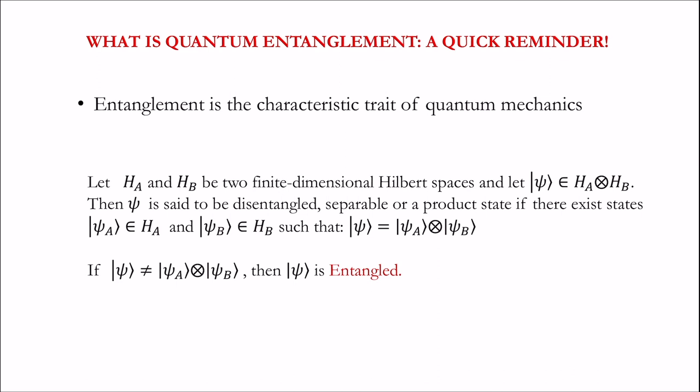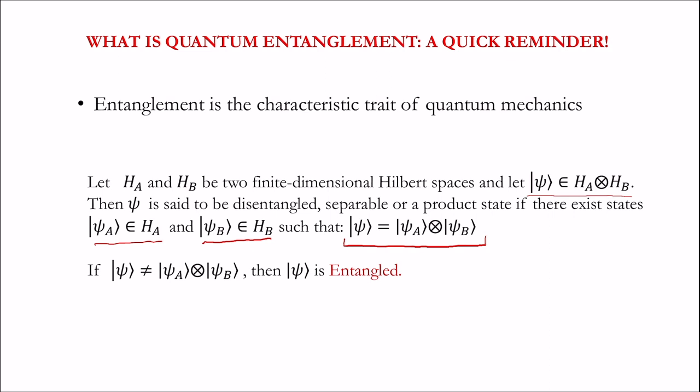Say HA and HB are finite dimensional Hilbert spaces and there is a state vector psi which belongs to the composite Hilbert space, the direct product HA ⊗ HB. Then this state vector psi is said to be disentangled, separable or a product state if there exists a state vector psi A belonging to the Hilbert space of A and a state vector psi B belonging to the Hilbert space HB, such that I can write the composite state vector as a product of the state vectors psi A and psi B. If I can do that, then psi is said to be a product state or separable, that means not entangled.